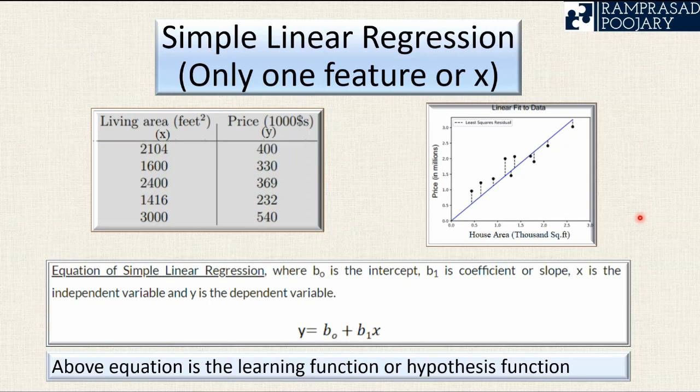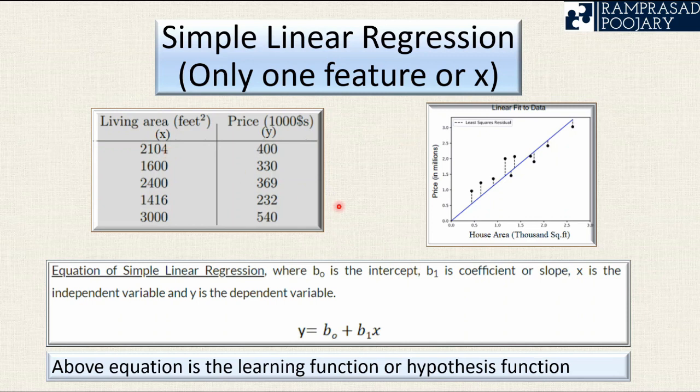So let us look at simple linear regression. In simple linear regression we have only one feature, or one x value. So let us take this example of a house price data set. There is the living area or house area, which is our feature, you can call it x, and similarly house price, which is y, and they are shown here. X and y values are shown, and there are 5 training samples in this case.